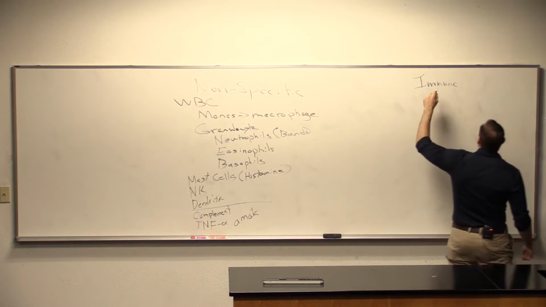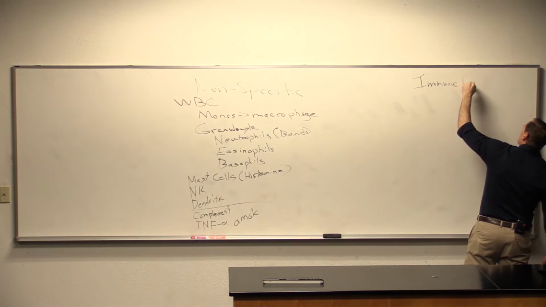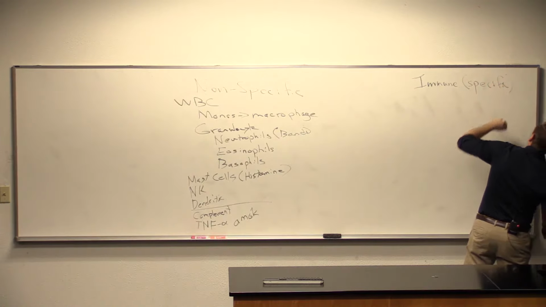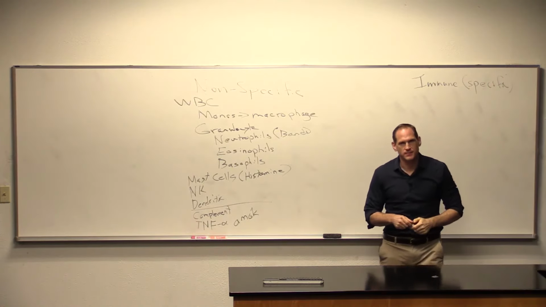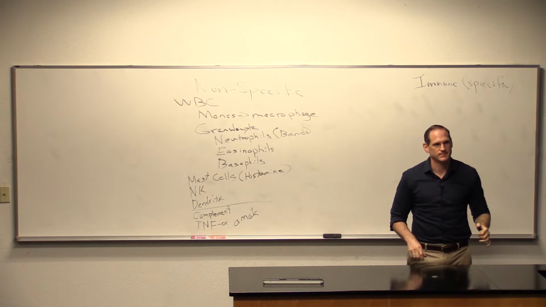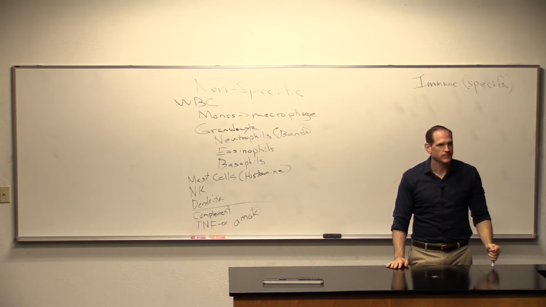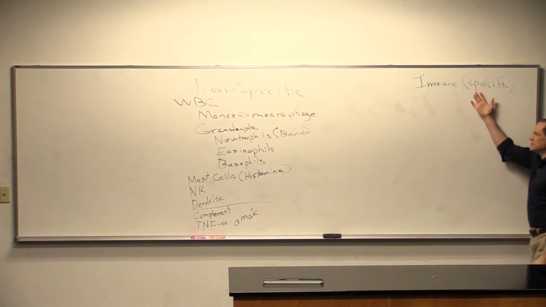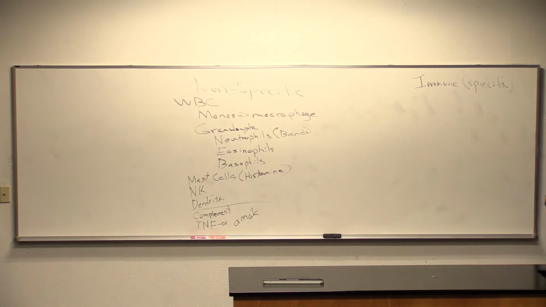Non-specific. So over here, when we describe immune, we should use what word? Specific. All right, smarty pants. Specific to what? Nope. Nope. Closer. Antigens. Okay, so when we're talking about specific, we're specific to antigens.